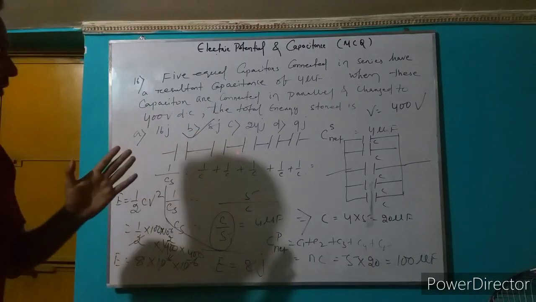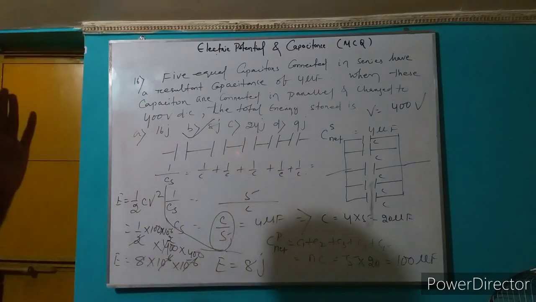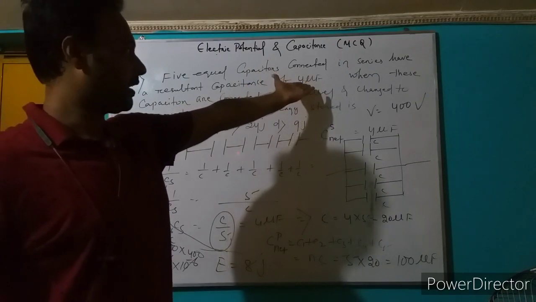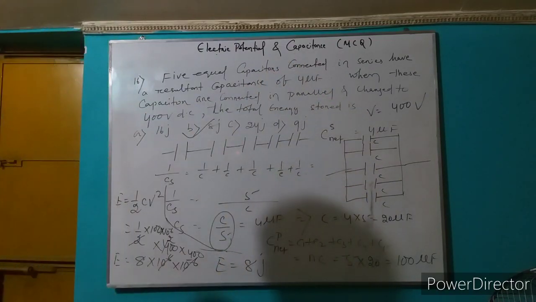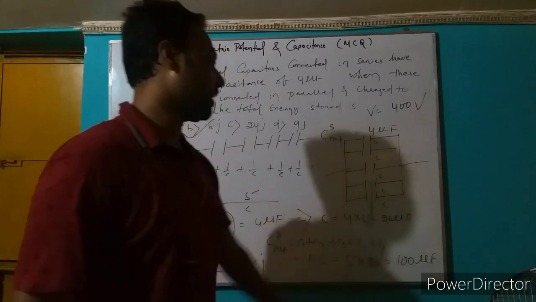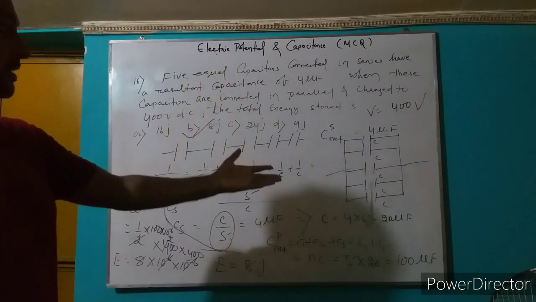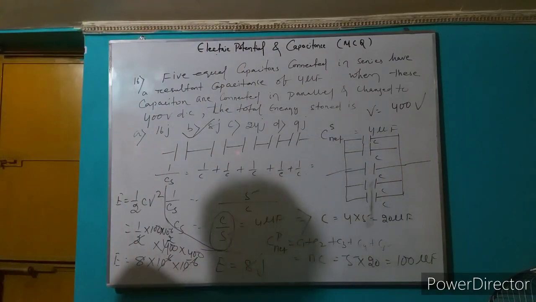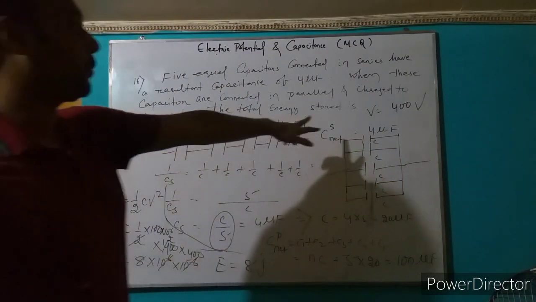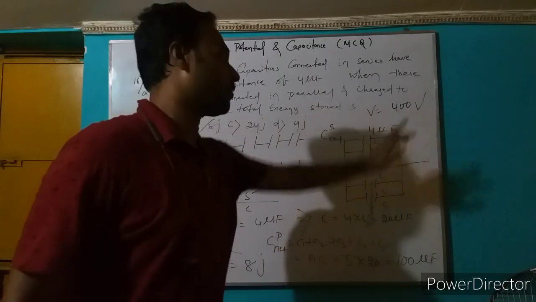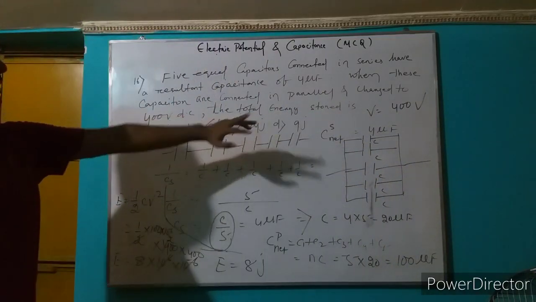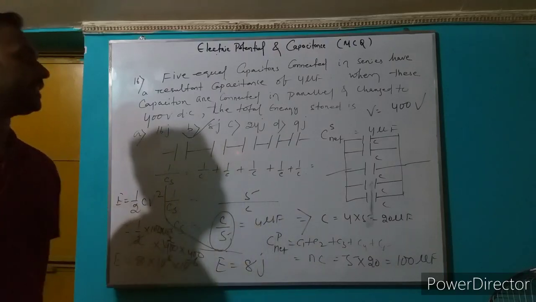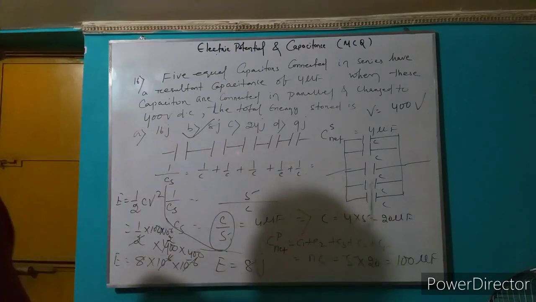So first of all, the capacitors are connected in series, and the net capacitance is already provided by the question, that is 4 microfarad. So each capacitor has a capacitance of 20 microfarad. Now when the capacitors are connected in parallel, the capacitance is 100 microfarad. Then the potential across the capacitors is 400 volts, so the total energy stored is E equal to half CV square, which is 8 joule. So option B is the correct answer.